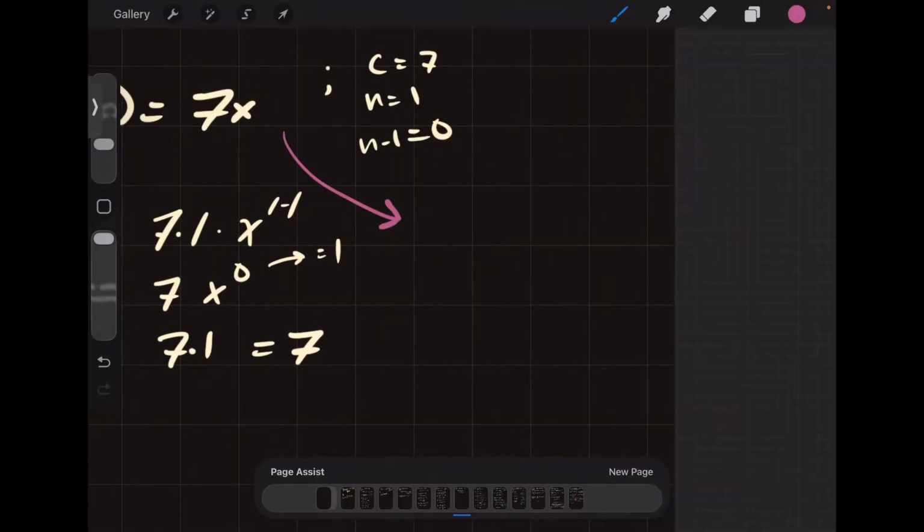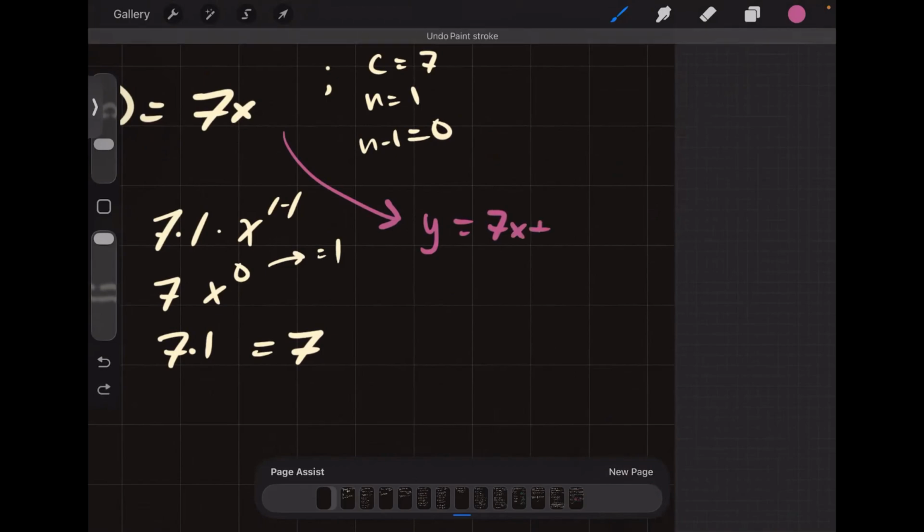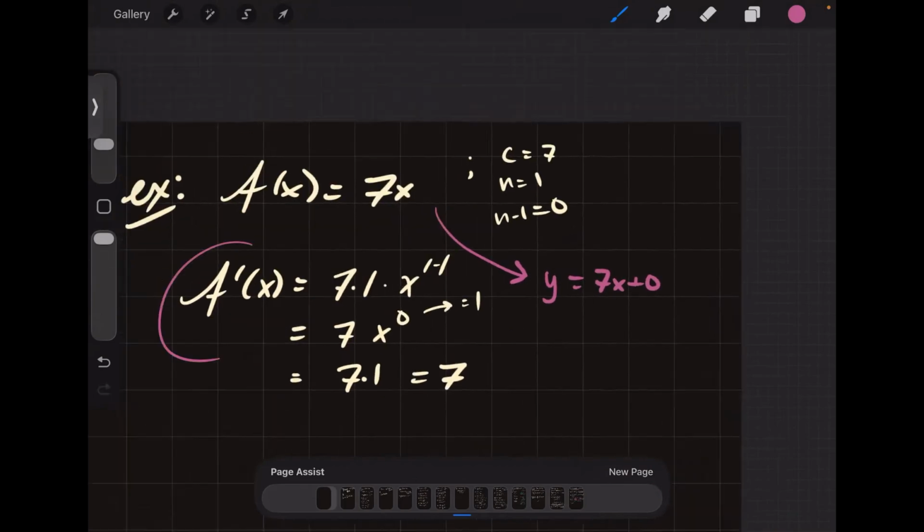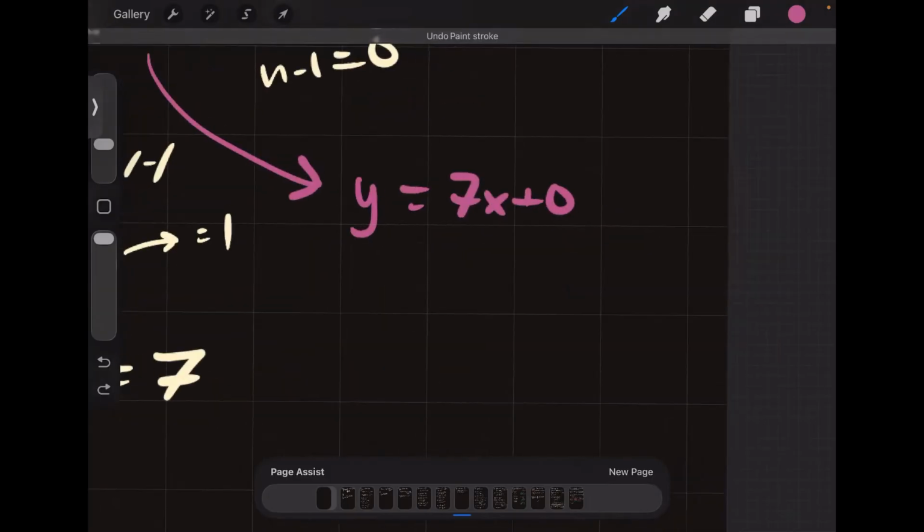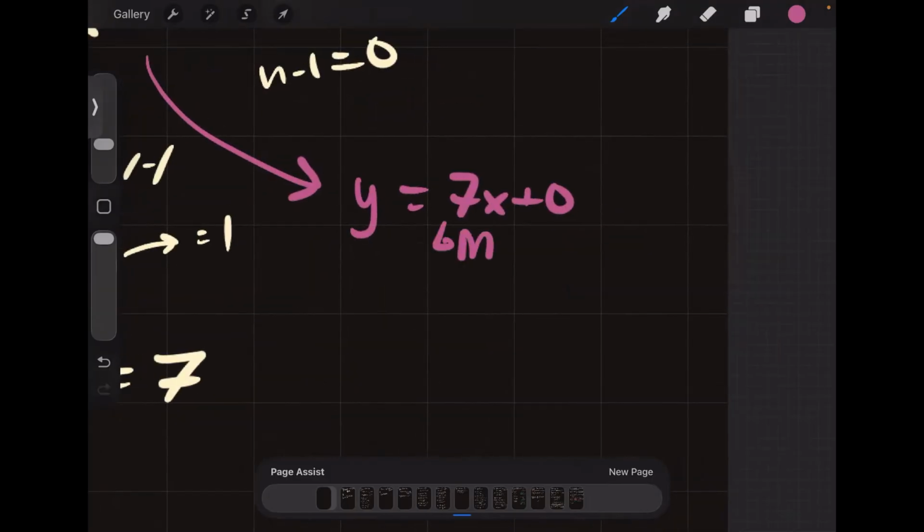Because this is saying y equals 7x plus 0, right? And a derivative is a slope function, right? m is equal to 7. So y prime should equal 7. Yeah?